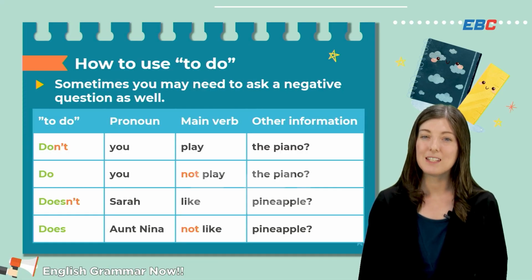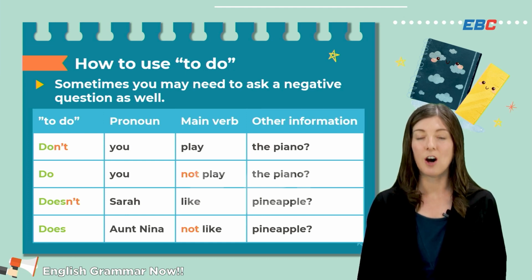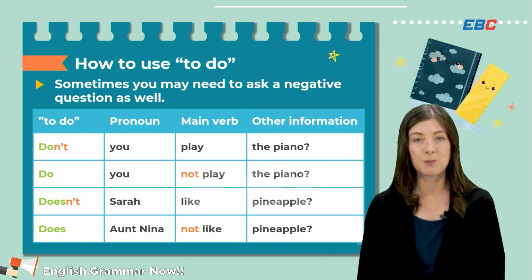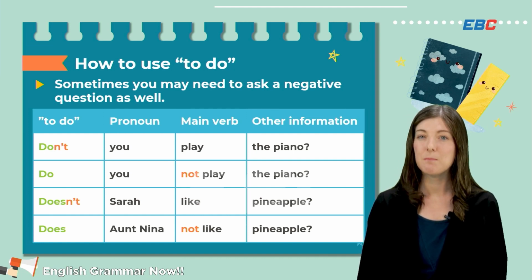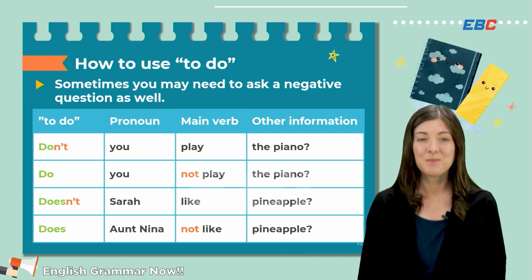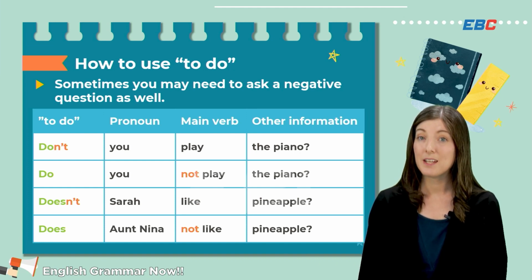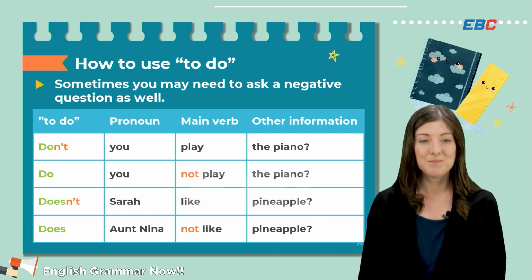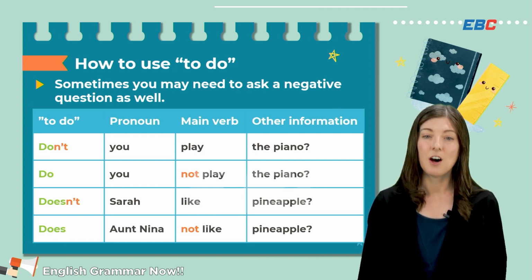Sometimes you may need to ask a negative question. You can add not with do or with the main verb. It's up to you. The meaning is the same. For example, we could say, don't you play the piano? Do you not play the piano? Doesn't Sarah like pineapple? Does Aunt Nina not like pineapple?